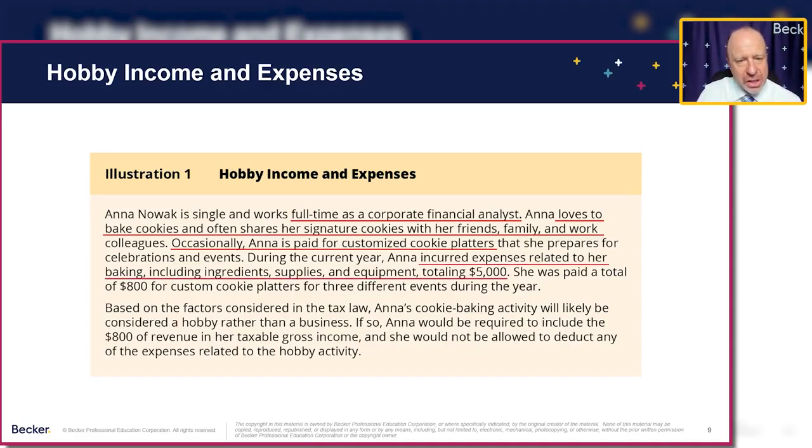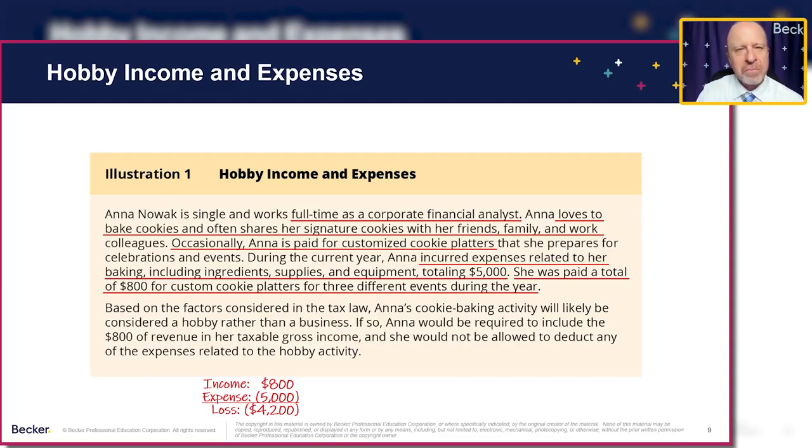So she actually incurred in the last year expenses related to all the baking and ingredients and supplies, total $5,000. So a substantial amount of expenses she has. But guess what? You know, she had some income. The income, just $800 from 3 different events she charged money. So she had income of $800. She had expenses of $5,000, so she really lost $4,200 on this, and she wants to deduct it. Can she? Well, let's think about it.